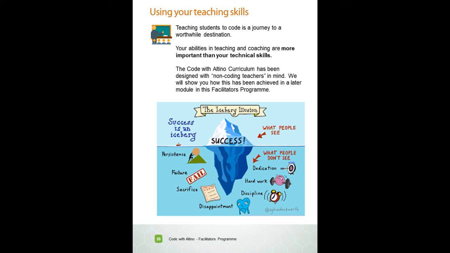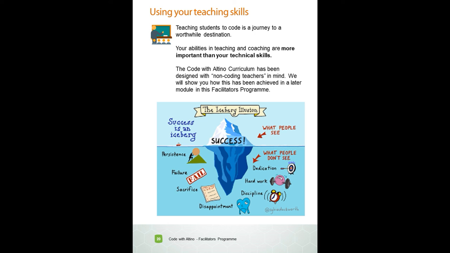So we can use the iceberg analogy here to show that in a picture. So you're probably familiar with this, but the iceberg analogy is only 10% of the iceberg is above the water, and that's what people see. And for instance, they may see success. What people don't see is the journey to that success, 90% of the iceberg that's underwater, where people have persisted, they've failed, they've sacrificed, gone through disappointment, etc.